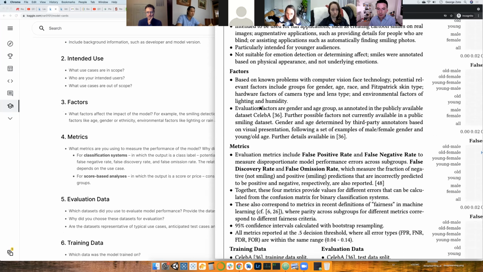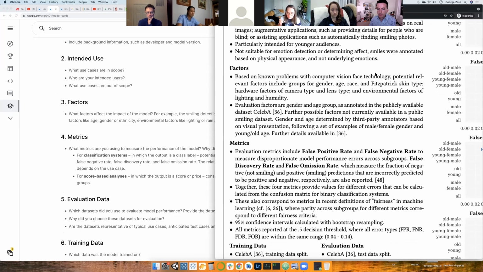So factors based on problems with computer vision and face technology. Some factors include, again, gender, age, race, skin type, as well as hardware factors like the photograph being taken by an older camera or a newer camera, or what lens it used, as well as environmental factors like light, humidity, and so forth.